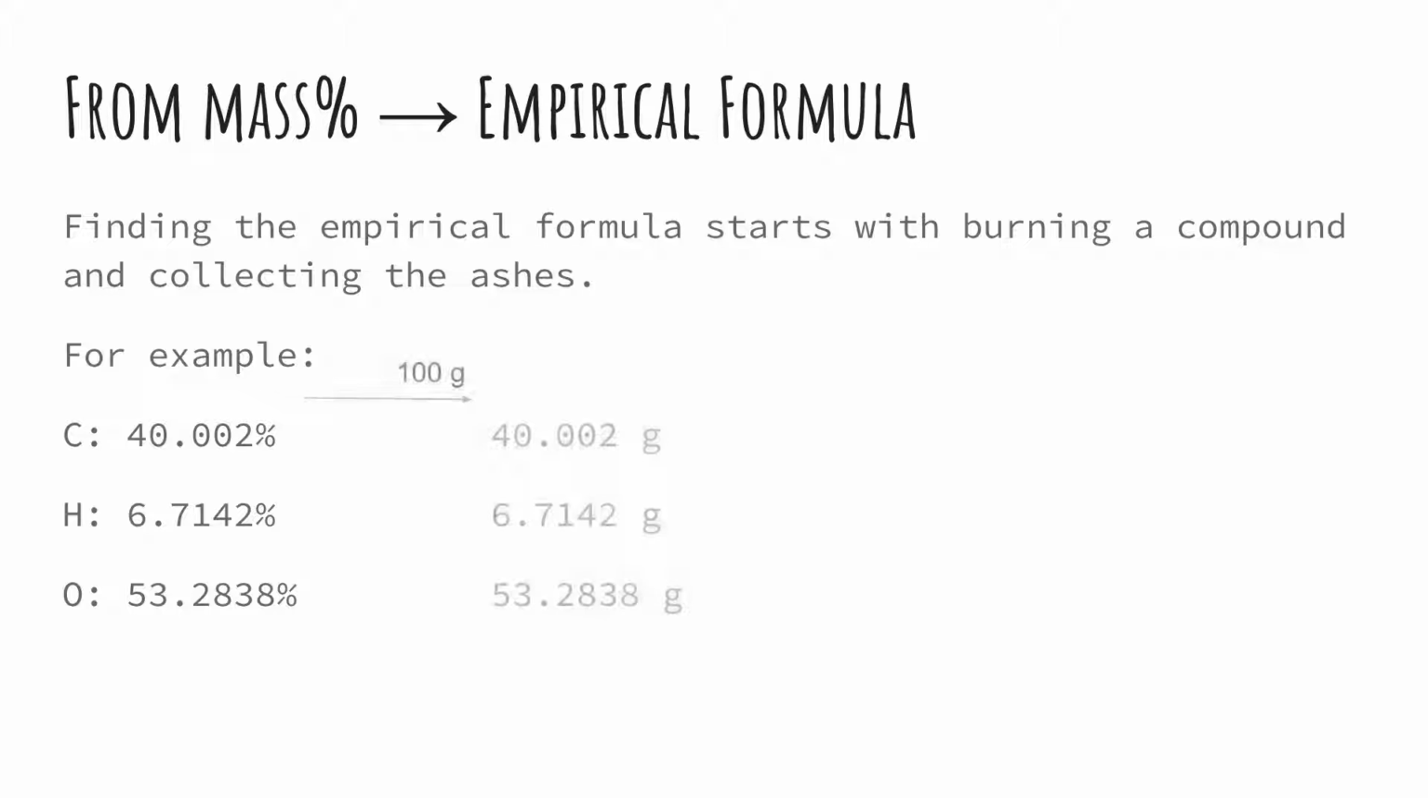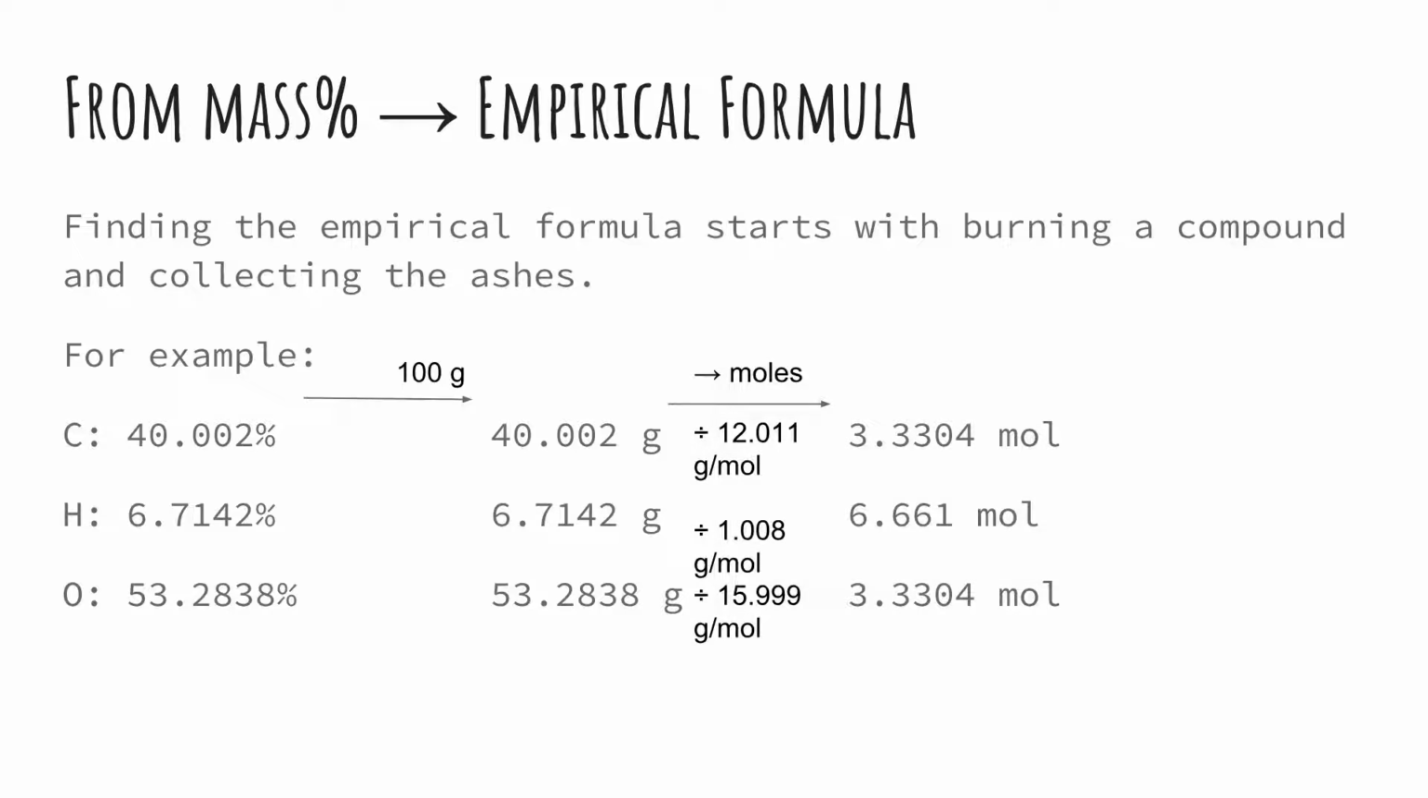First, we just convert it to mass. So we say, if we have 100 grams of this stuff, then how much of each of these elements do we have? And that's really easy. 40.002% of 100 grams is 40.002 grams. You're literally just changing the percent sign to grams. Now, we do something slightly more difficult. We have to convert to moles, which means we divide by the molar mass of each element.